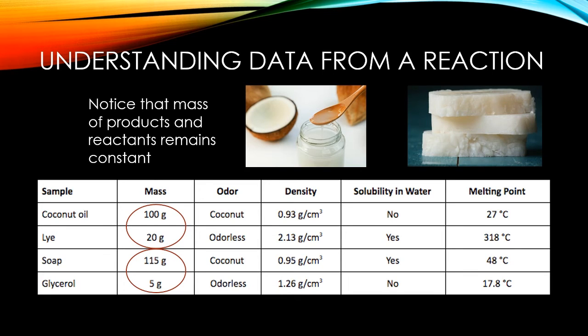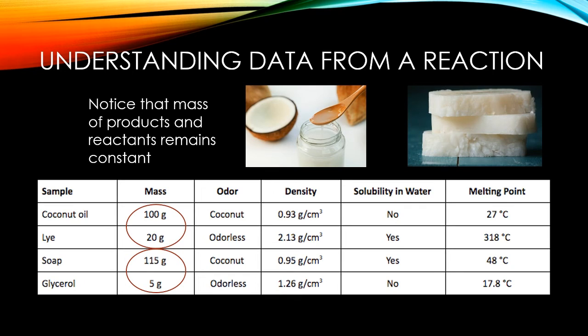So if I suddenly become flammable, if I am soluble in water, if I changed my melting point. Look at all those melting point data: 27 degrees Celsius, 318, 48, 17.8. The melting points are all over the place. The properties of the matter change. That's the key. So if you're looking for a chemical change, you're looking for data that supports that.